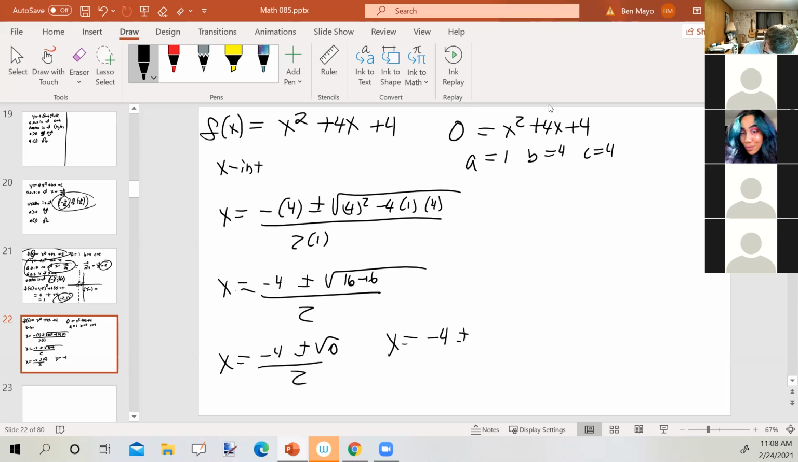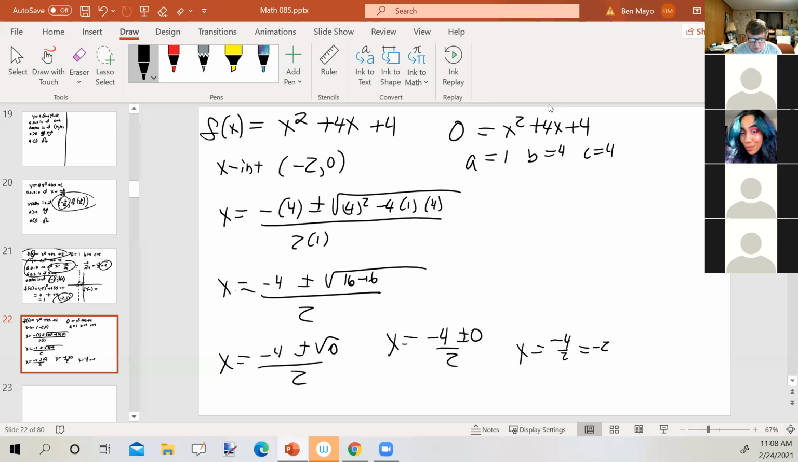X equals -4 plus or minus 0 over 2. So X just equals what? -4 over 2, or -2. So the X-intercept is at (-2, 0). In this case, I just got a repeated root. I might have come up with 2 different X-intercepts, but I only came up with 1. You okay with that?